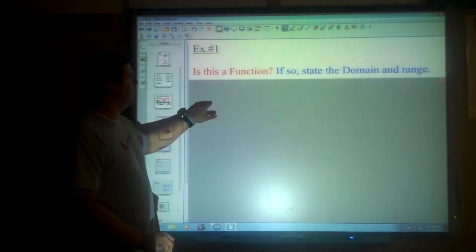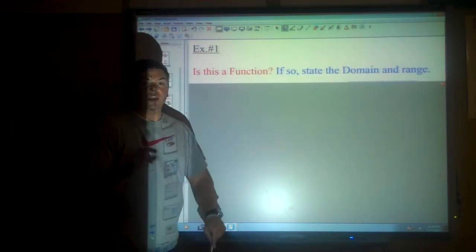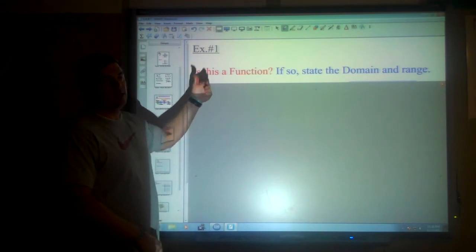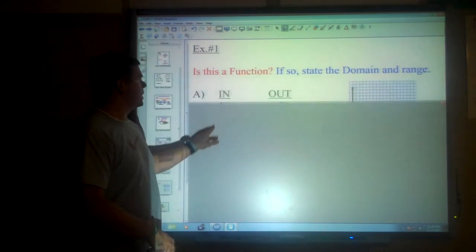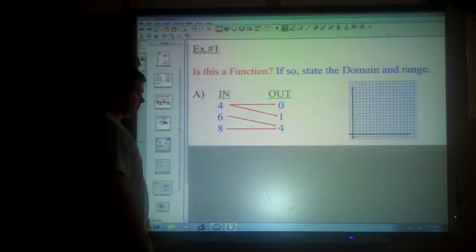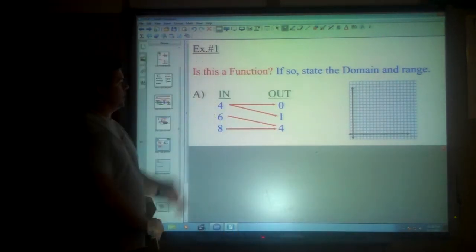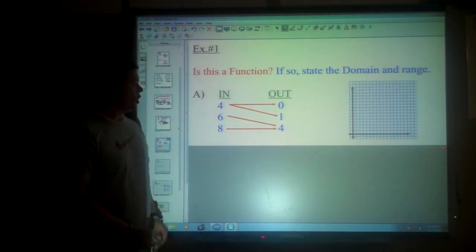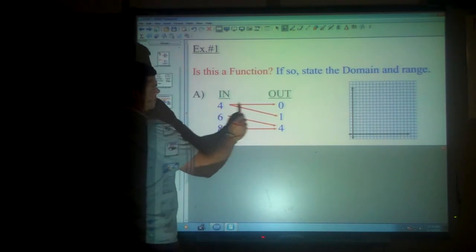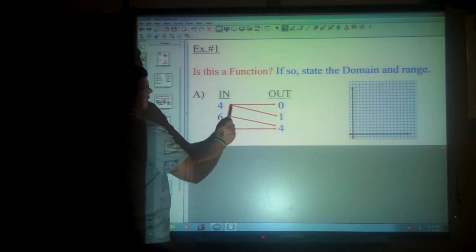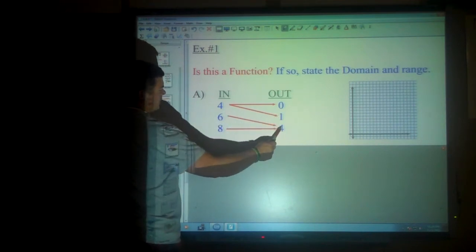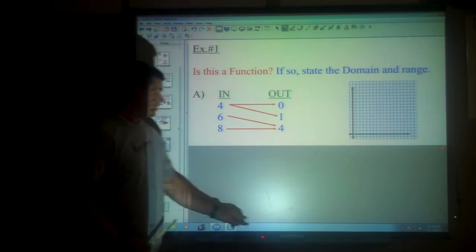Now, our first example, I want to know if this is a function. And if it is a function, then we're going to state the domain and the range. If it's not a function, then we're not going to state the domain and the range. It would just be considered a relation otherwise. Okay? So here's the first scenario. You've got your in values, numbers that went into the function or relation, and then the out values. What was the result? Here, the number 4 went in and it became 0. Then the number 4 went in and it became 1. Here the 6 goes in and becomes 4, and the 8 goes in and becomes 4. So our question is, is this a function or not?